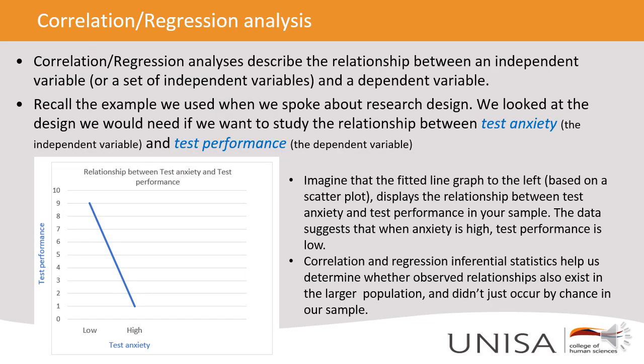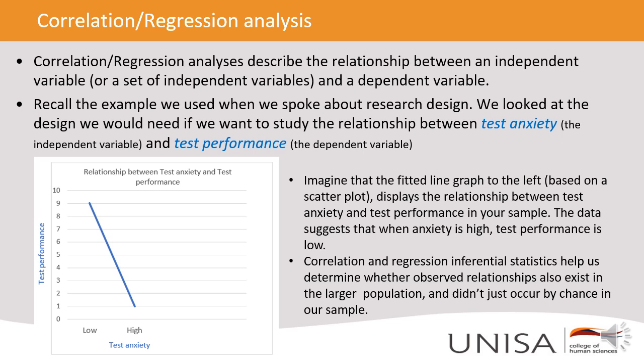The final common statistical technique that we will consider is correlation and regression analysis. Correlation and regression analyses describe the relationship between an independent variable or a set of independent variables and a dependent variable. Recall the example we used when we spoke about research design. We looked at the design we would need if we want to study the relationship between test anxiety, which would be the independent variable, and test performance, which would be the dependent variable.